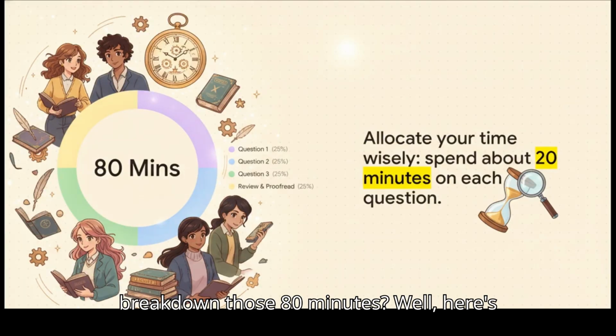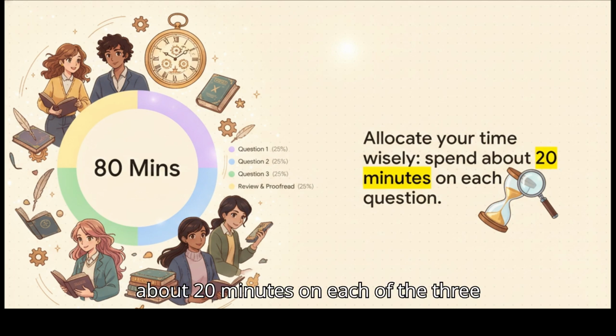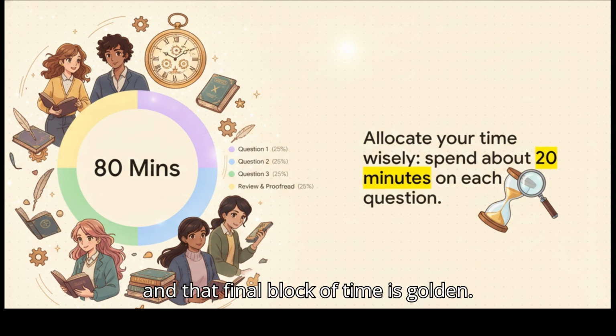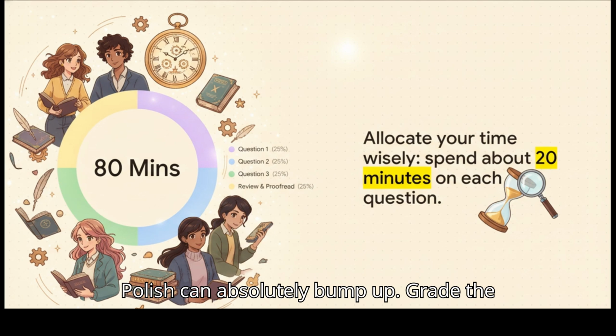So how do you break down those 80 minutes? Well, here's the game plan. The suggestion is to spend about 20 minutes on each of the 3 questions. Now do the math. That leaves you with a whole 20 minutes at the end. And that final block of time is golden. Use it to review, to proofread, to catch any little mistakes. Trust me, that final polish can absolutely bump up your grade.